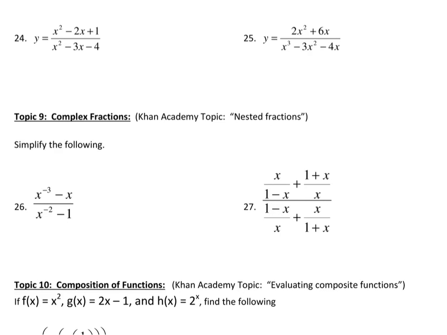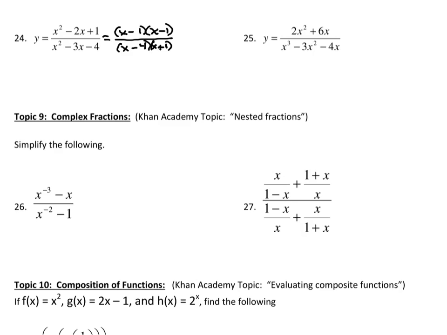Okay, number 24. We need to find all the vertical and horizontal asymptotes here. So the first thing we're going to do with all of these is factor as much as we can to see if we can cross anything off. So the top is going to become x minus 1 times x minus 1 all over x minus 4 times x plus 1. So nothing crosses off, which means there's no holes in the graph, so that's fine.